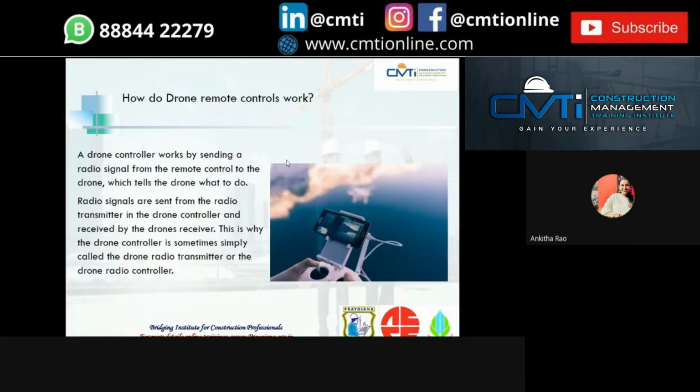And how the drone works: we don't have a wired connection between the drone and the remote. The drone remote works under radio signals. The radio signals are transmitted, the drone receives them, and using those radio signals, the drone works.